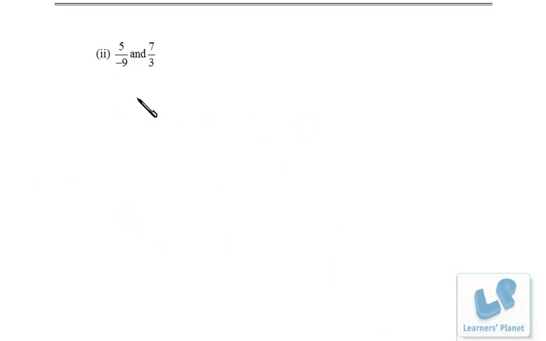Now let's take this example. Here there is a negative sign in the denominator. So friends, it doesn't really matter whether the negative is in the denominator or in the numerator, right? So 5 by minus 9 or minus 5 by 9, both of them are same, right? So it's minus 5 by 9 and 7 by 3. Now the denominators are not same, so we have to find out the LCM of 3 and 9. So LCM of 3 and 9 is 9.